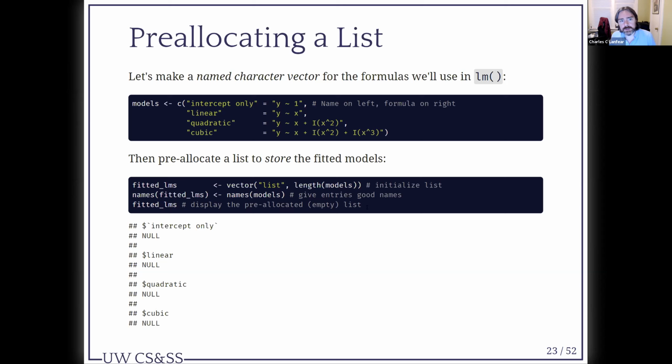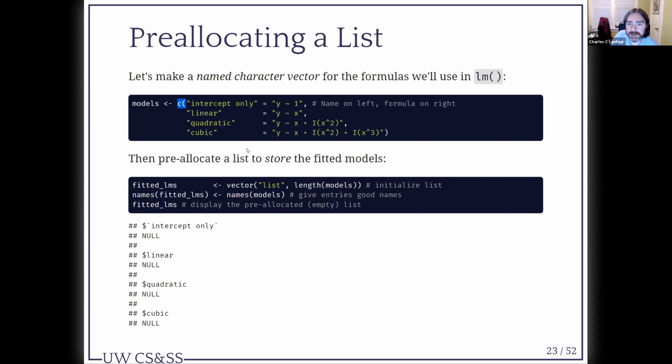So what I want to do is create a named character vector that's going to store the mathematical formulas to fit these models that we're going to use in the LM function, LM being linear model or linear regression. So I'm going to create a vector called models. I'm going to assign to it a vector. This is going to be a character vector. It's going to be filled with a bunch of text.